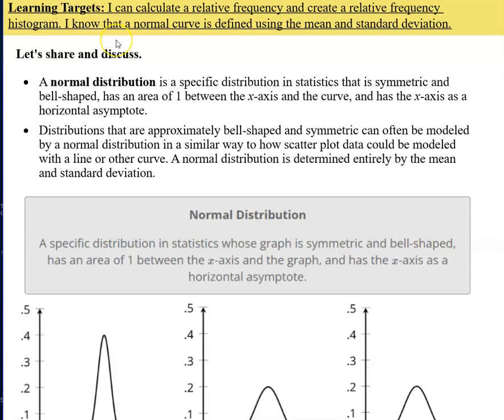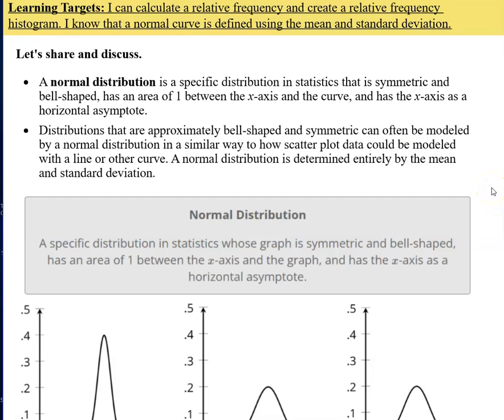And so here is a formal definition. Normal distribution is a specific distribution in statistics that is symmetric and bell-shaped. And then this is the other interesting part, is that it has an area of 1 between the x-axis and the curve, and the x-axis is a horizontal asymptote.